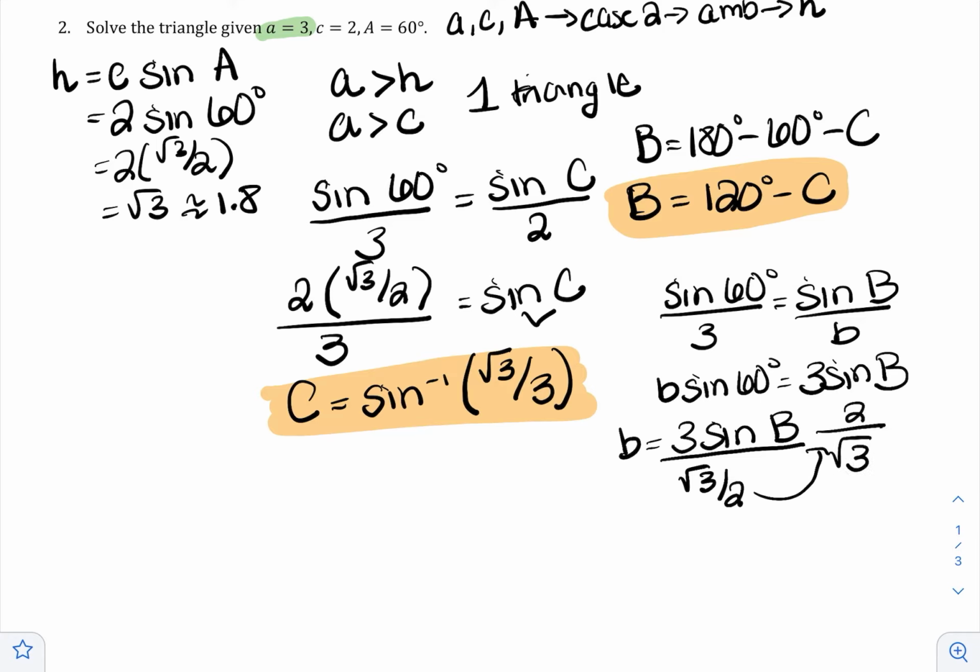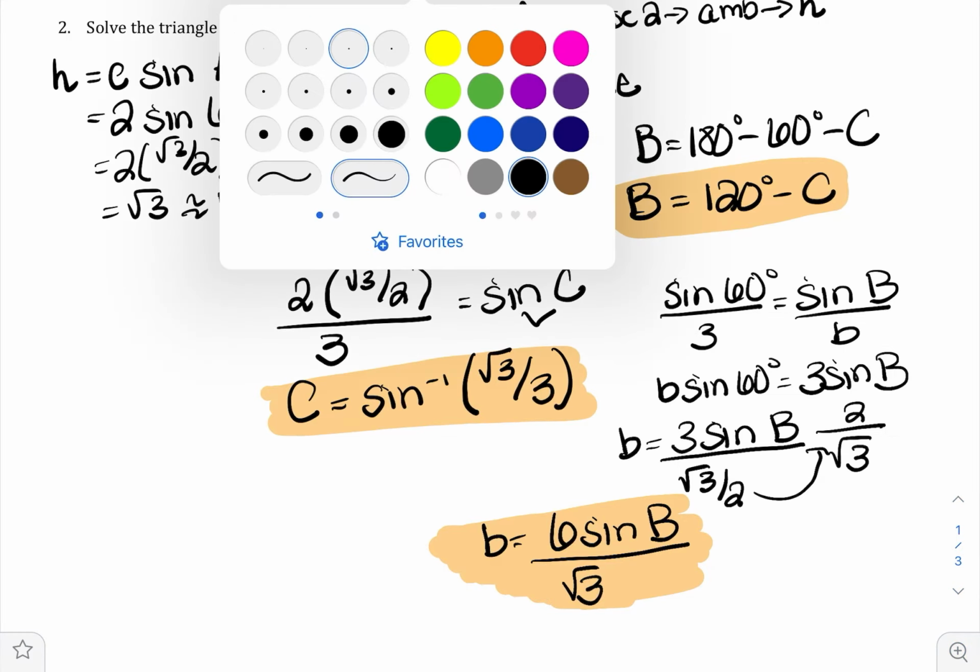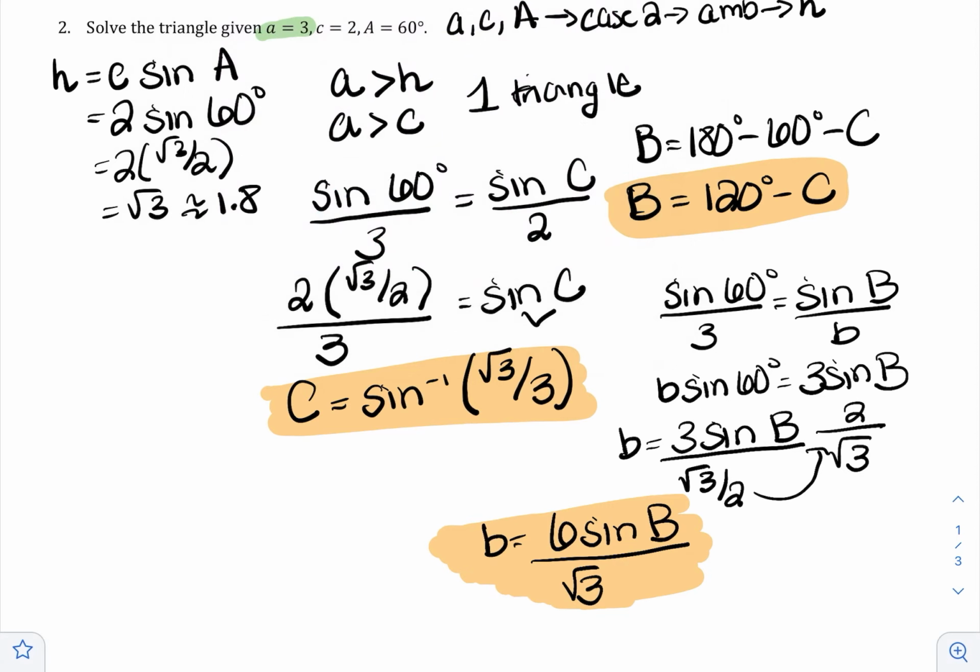3. Which means that b will be 6 sine of big B over the square root of 3. And you don't need to rationalize because this is calculator ready form, so this is fine. So what I'm going to do next is I'm actually going to find these values because I want to visually draw you the triangle for you to kind of visualize what's going on.